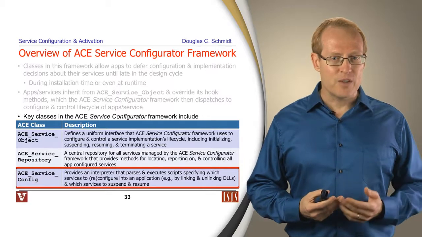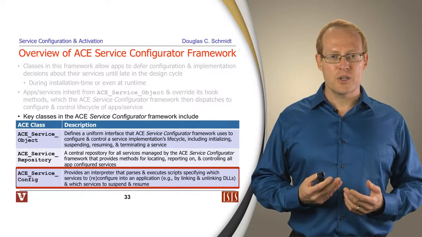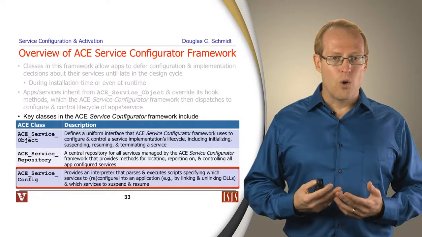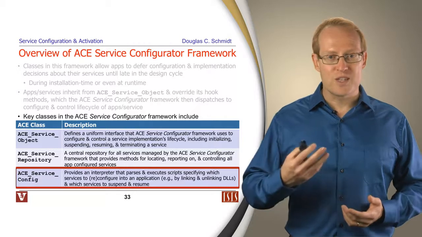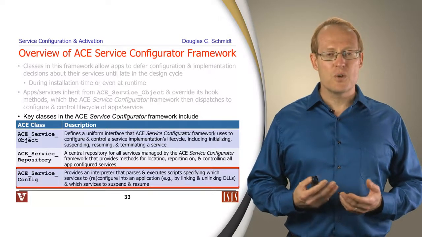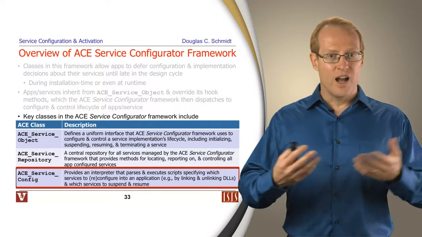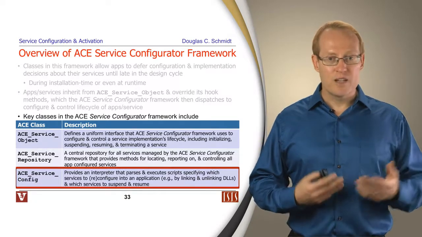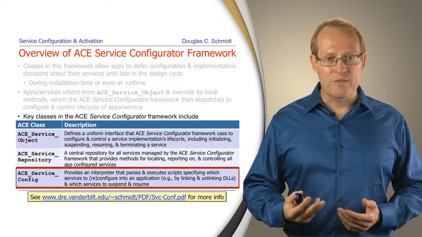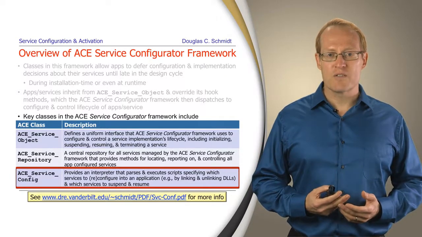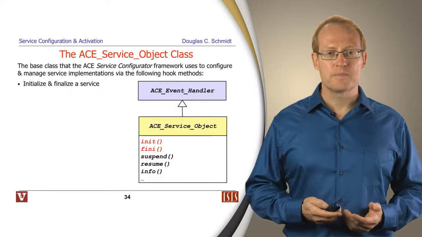Then finally, we have another class called the ACE Service Config. And this class is essentially an orchestrator or a facade that's used to provide an interpreter that reads a scripting language that can be used to dictate what services are configured or unconfigured, suspended, resumed, and so on. You can take a look at this URL for more information about the ACE Service Configurator framework, which also, of course, appears in some of the books on ACE as well.